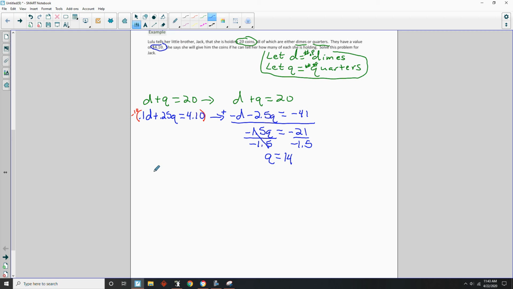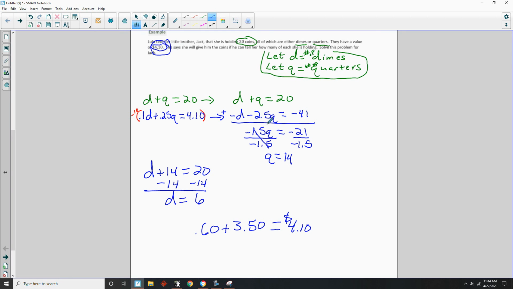Then we take our D plus Q equals 20 and say D plus Q, right, here's our Q, equals 20, using the original equation in green, and then subtract 14 from both sides, and that gives me number of dimes is 6. So if I have 6 dimes, that'd be 60 cents. If I have 14 quarters, remember 10 quarters is $2.50, 4 quarters is $1, that's $3.50 with 14 quarters. 60 cents plus $3.50 equals $4.10. Okay.